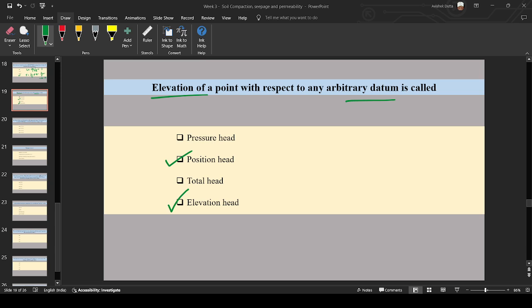So H is 50 meter. What is NF? Flow channel, that is 4. What is ND? ND is number of drops, that is 25. So solve it. 4 by 25 into 50, that is 8 into 3 divided by 1000, 10 to the power minus 3.